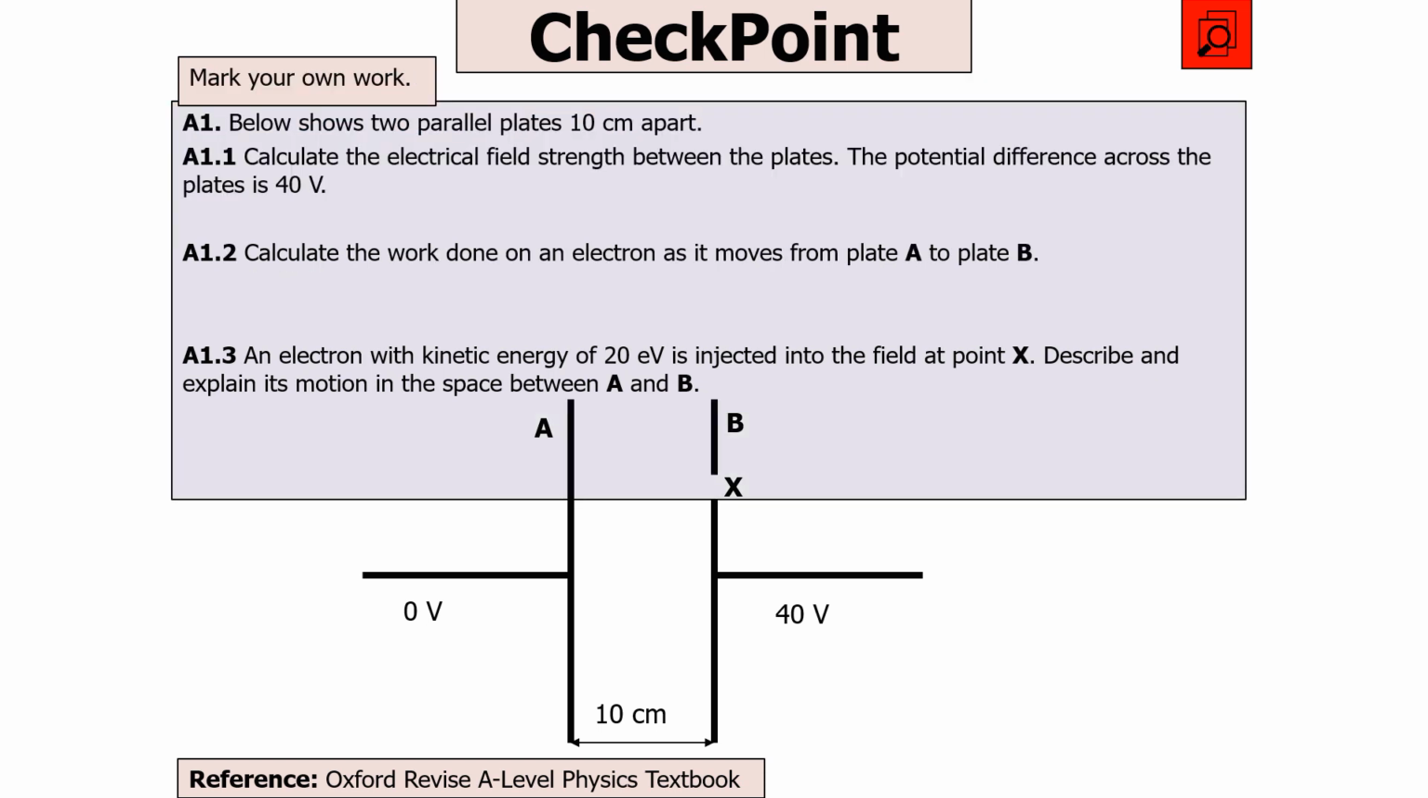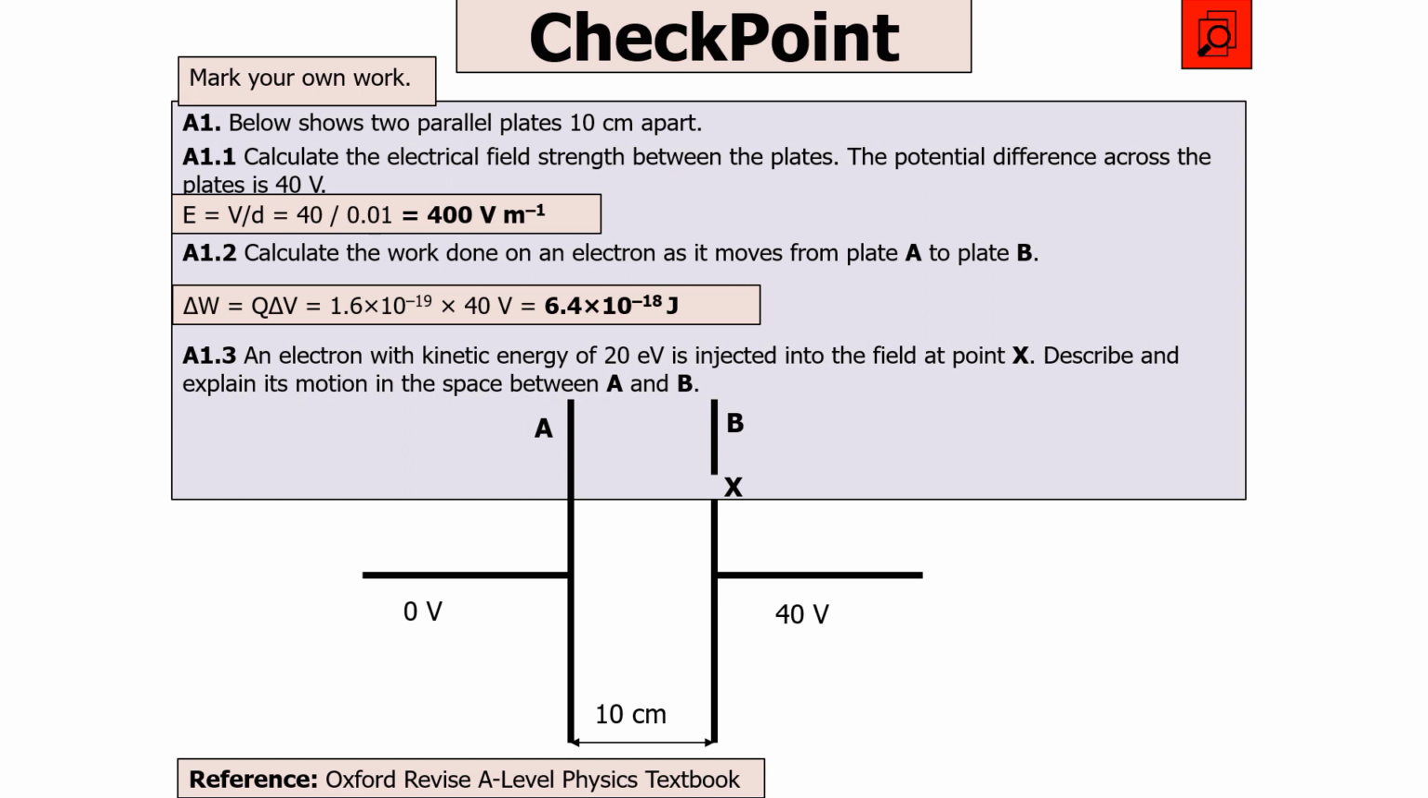Right, so firstly, electrical field strength is between two plates, so therefore it's a uniform field. We can use that uniform equation, E equals V over d, but remember we don't use centimeters, we use meters, so it's 40 over 0.01 meters, 400 volts per meter. Work done is going to be the charge times the potential difference. You'll see the potential difference from the diagram is 40 volts, because we go from 0 to 40, multiplied by the charge of the electron, and we get 6.4 times 10 to the minus 18 joules.